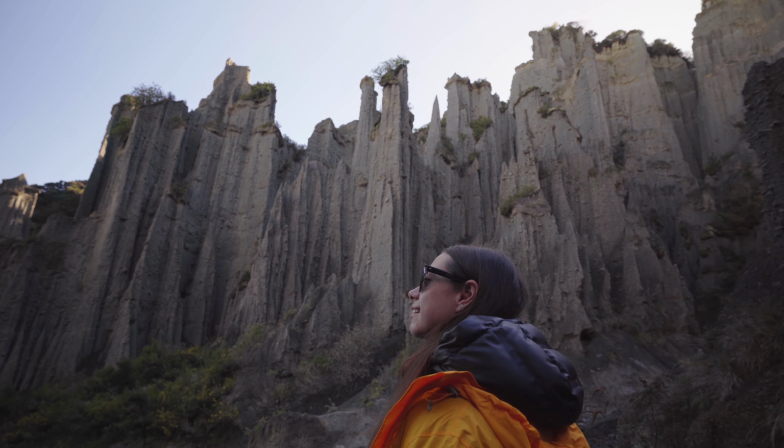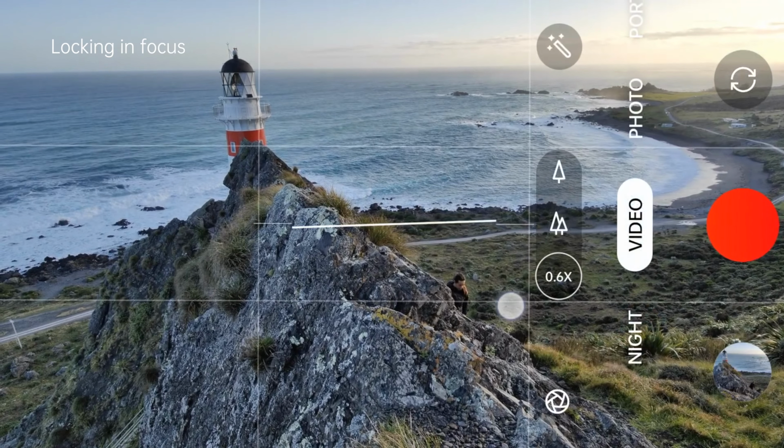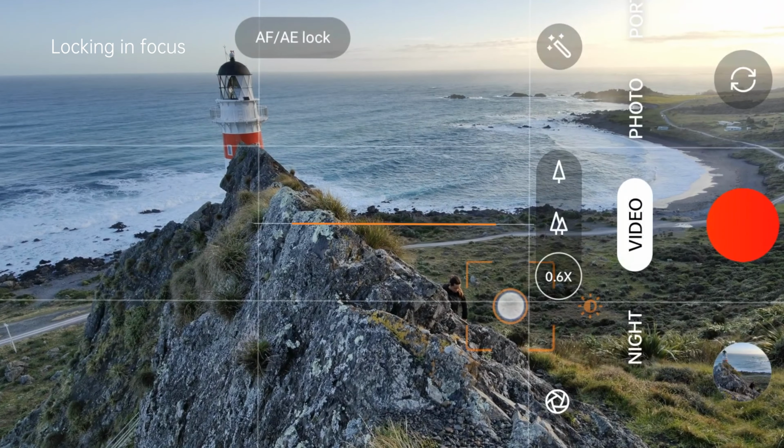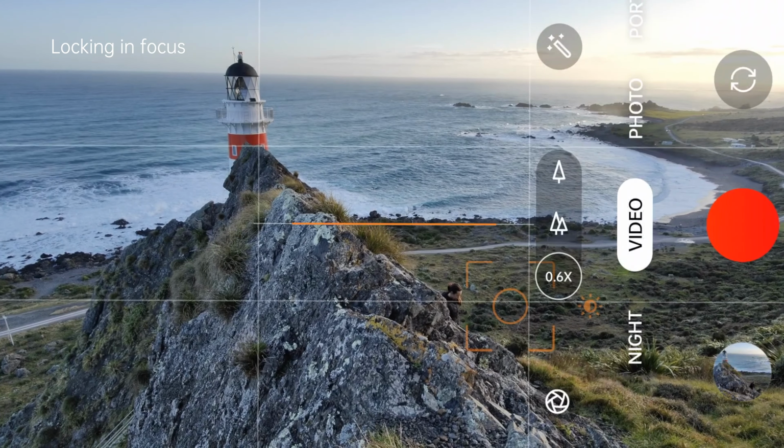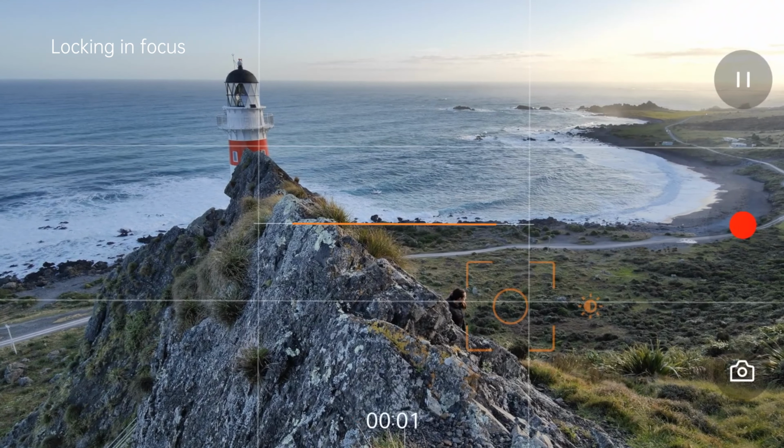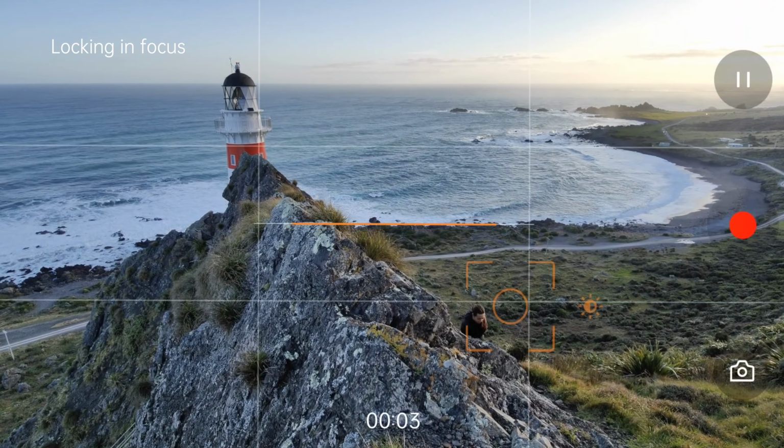Angles and framing help the viewer with perspective. By giving them multiple angles of what they're looking at, it gives them a better connection with the scene and helps convey emotion. To keep the focus on the correct area of a scene, I tap and hold until the selected area goes orange. This means that the focus point is now locked in.